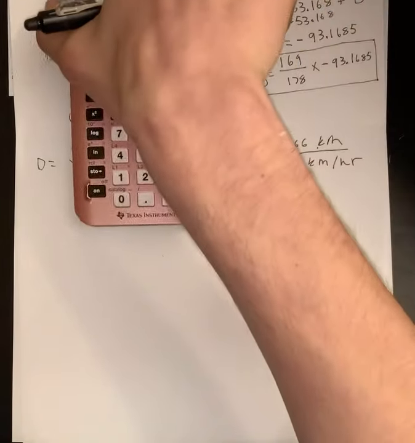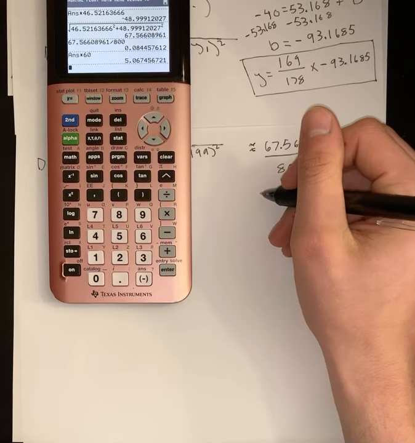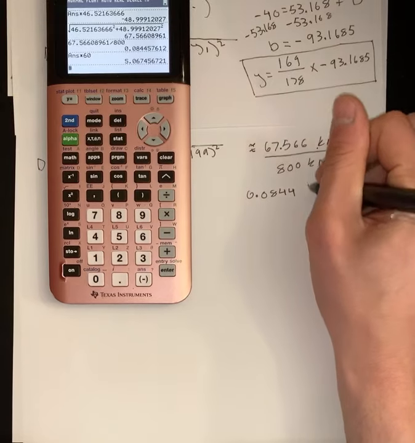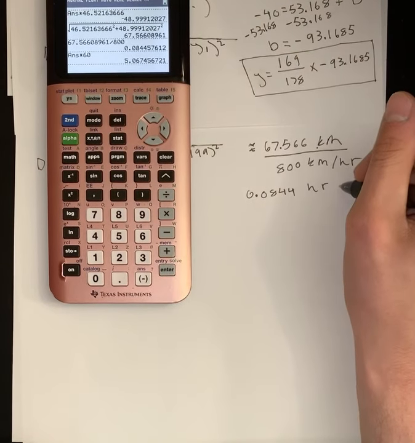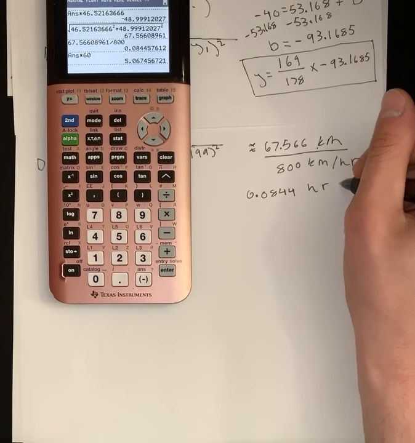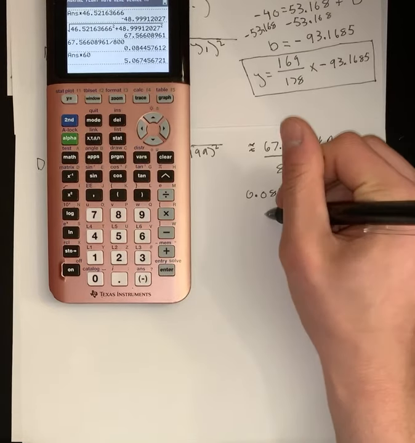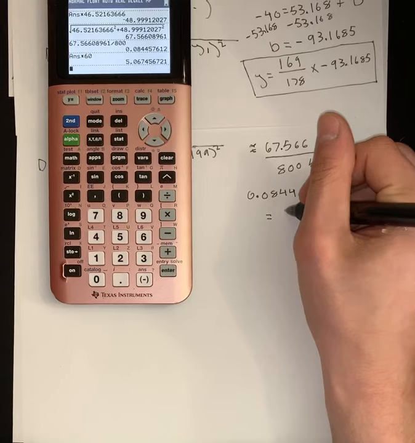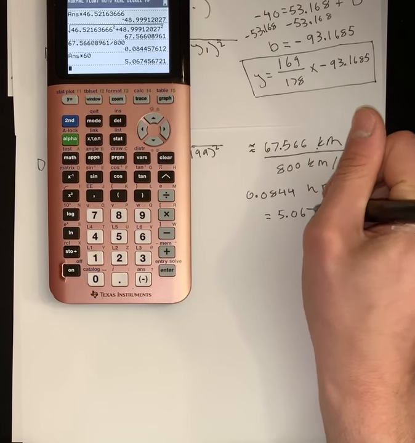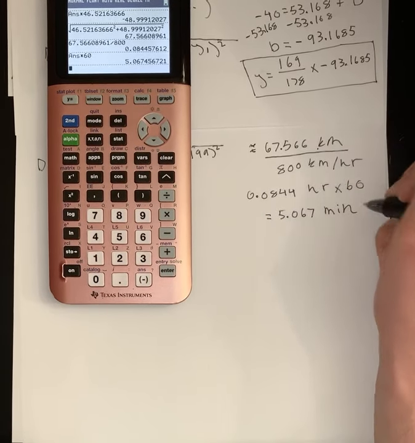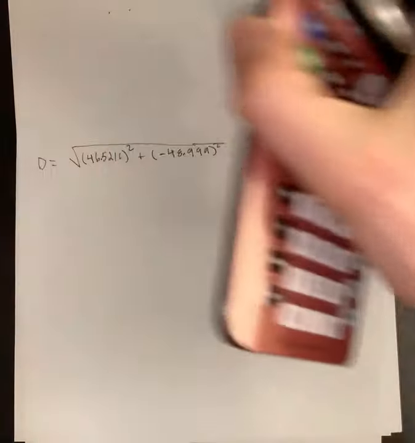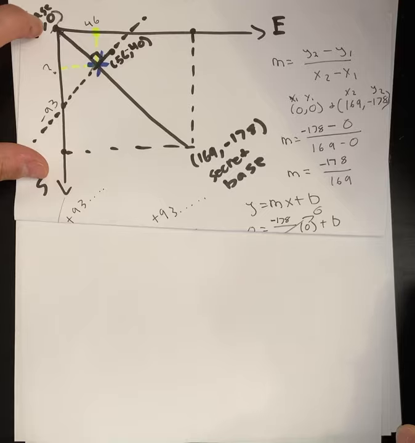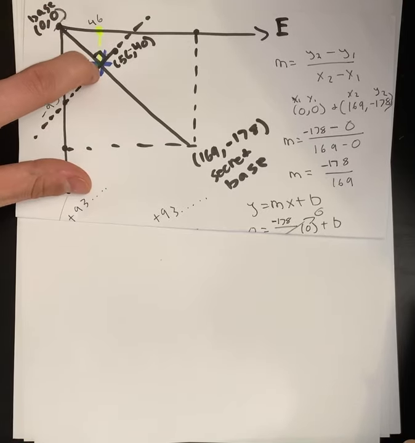So we take this value, and that's about 0.0844 hours. And then to make that a little bit easier on the brain, we can multiply by 60, and then that'll give us minutes. So it's looking like it will take us 5.067 minutes to get from the military base to the point closest to Mount Rainier.